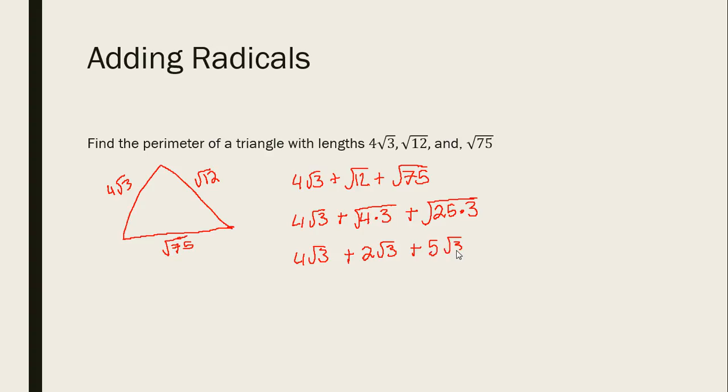And I'm going to treat the root 3 like an x. So if I had 4x plus 2x plus 5x, well, that would be 11x. So my answer is simply just 11 root 3.